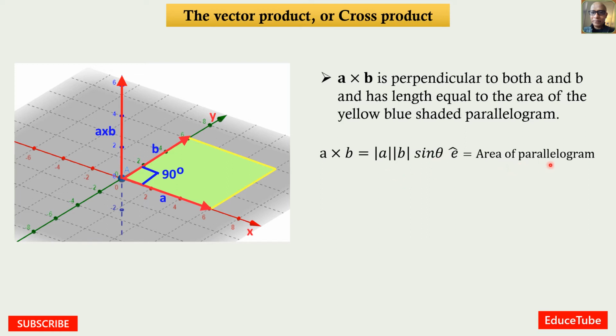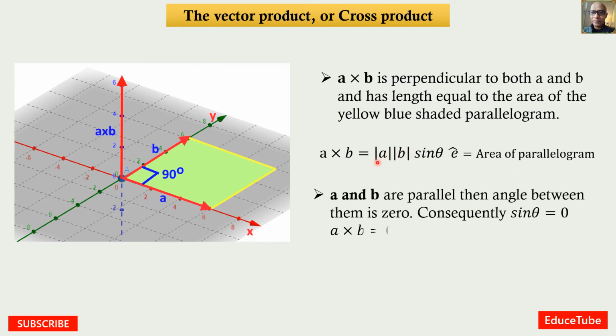So the area of the parallelogram means this length and this length are multiplied, so we get that area. That is why it is written here, because sine theta is 1. So the remaining will be these two, the area of the parallelogram, and these two are the magnitudes.